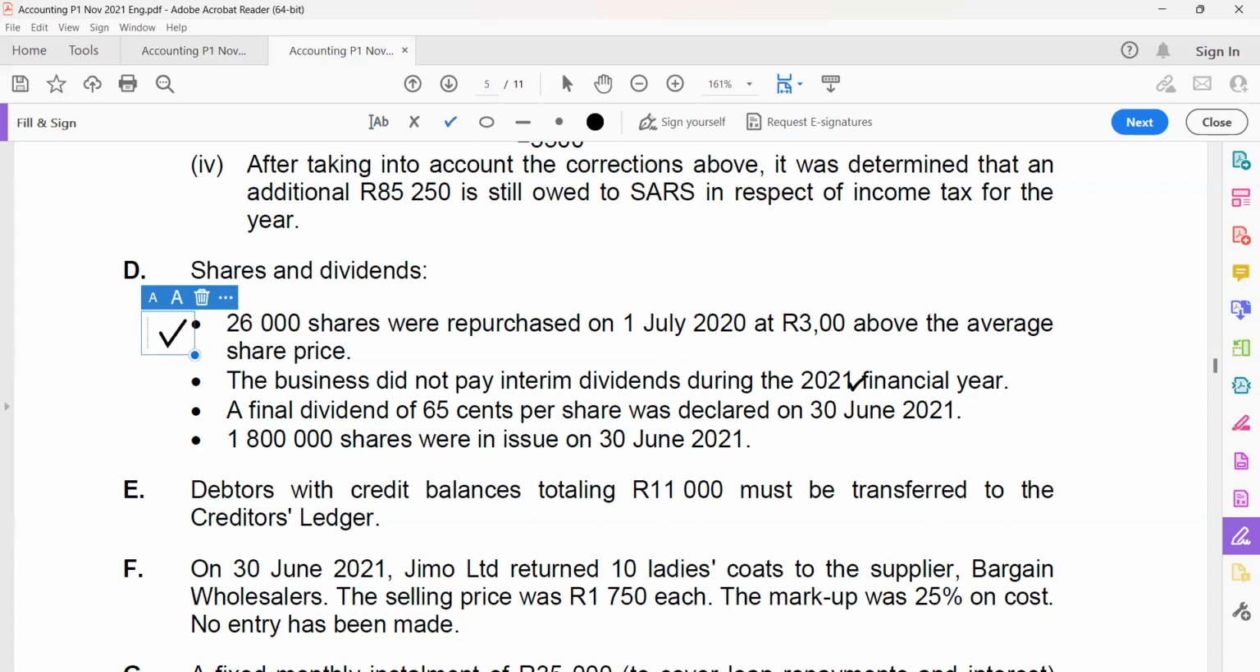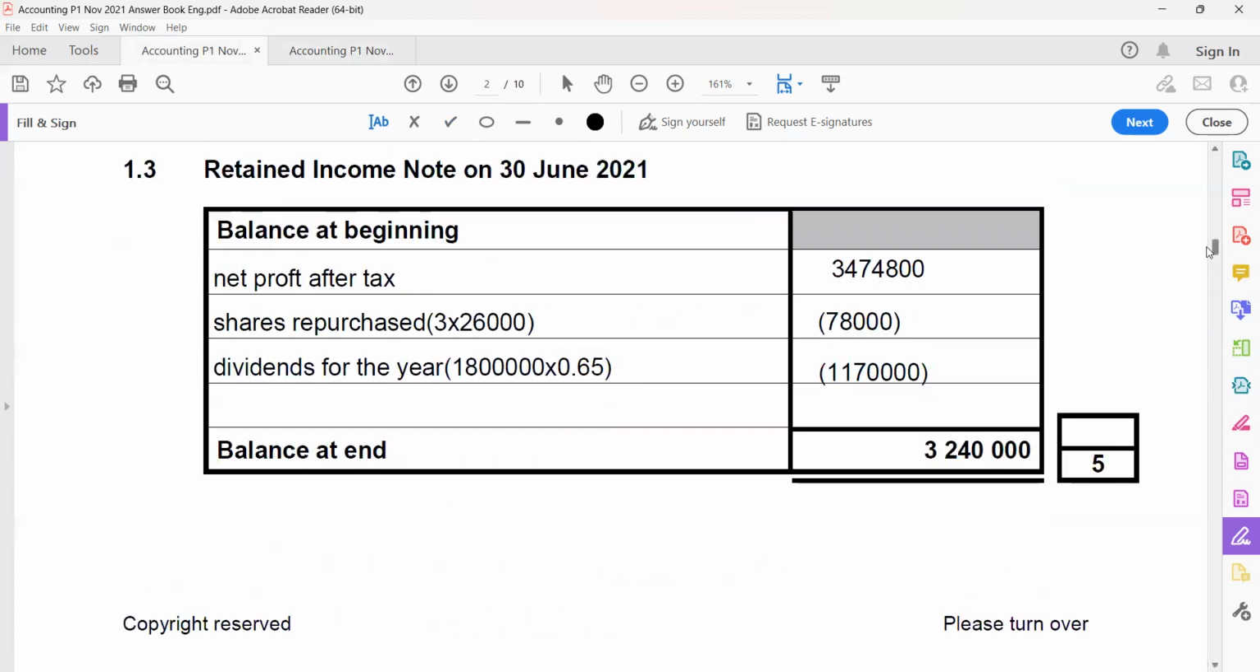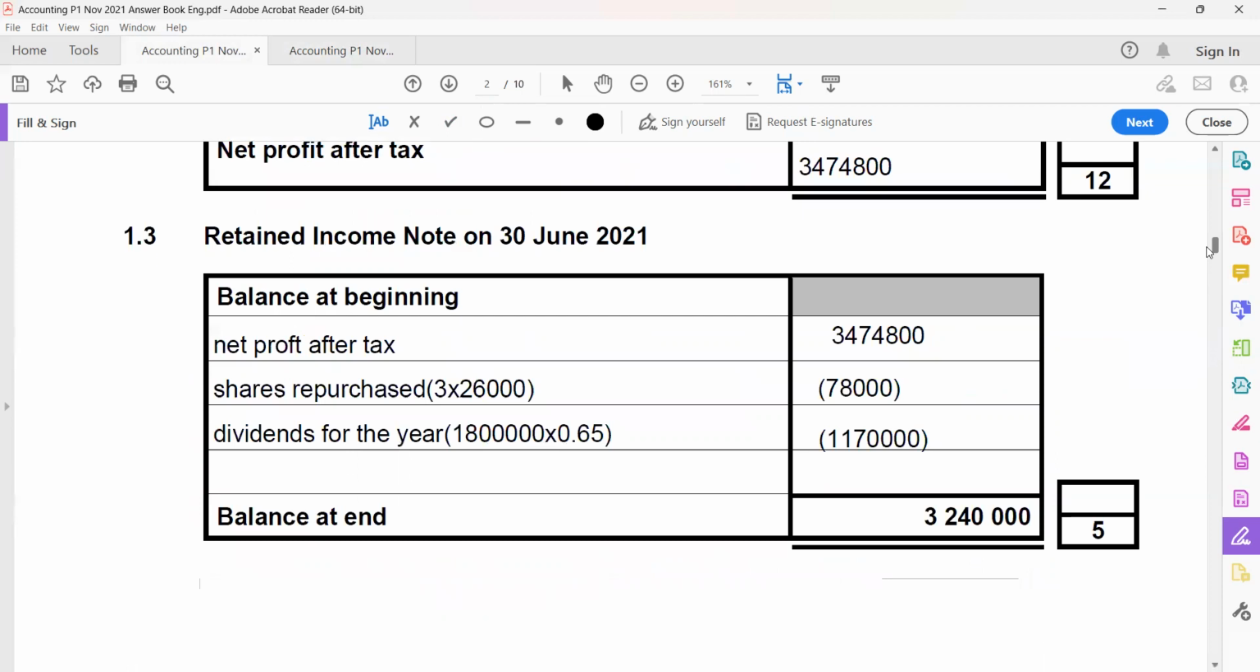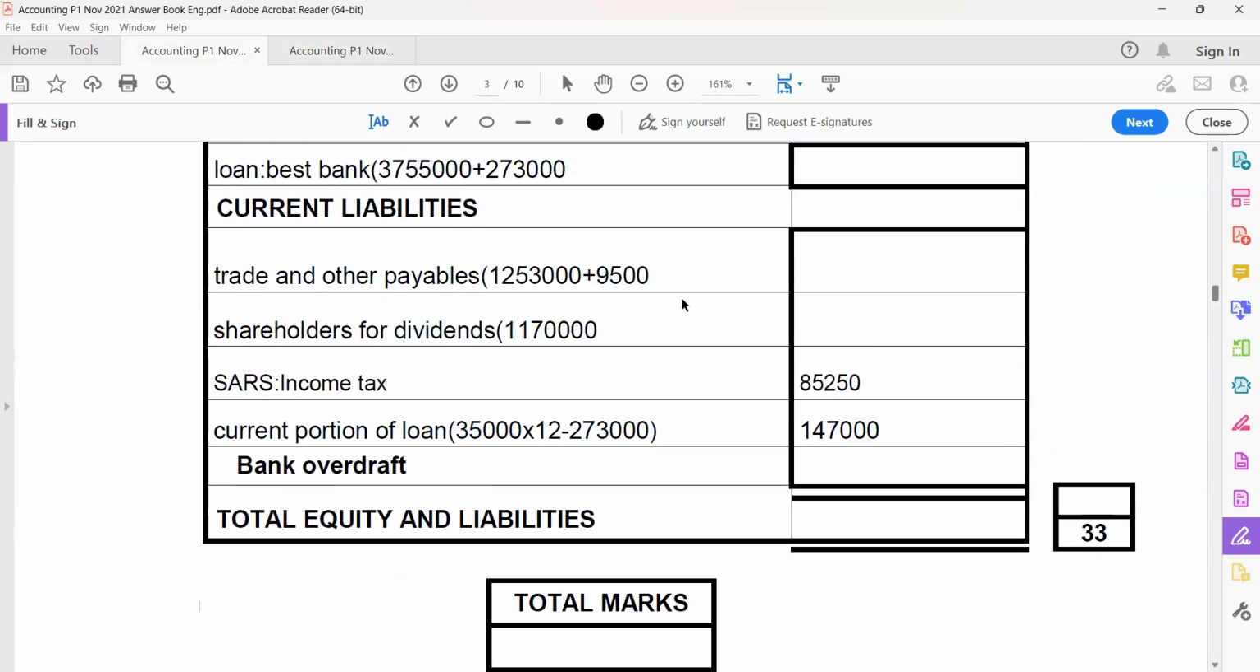Business did not pay interim dividends, but a final dividend was declared. We have previously calculated that at 117,000. Okay, so then that can go there.